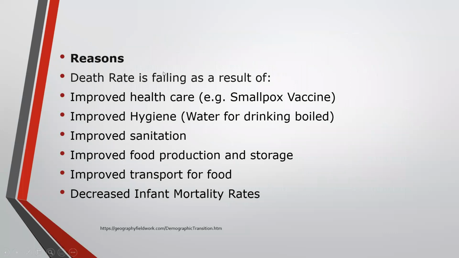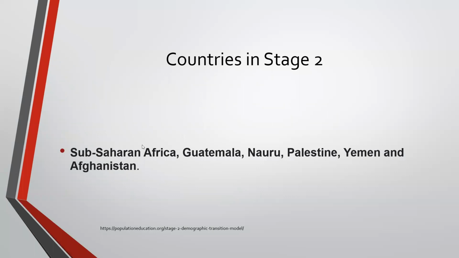So the reason why the death rates were falling rapidly in this stage was an improved healthcare system. For example, the extensive use of the smallpox vaccine and vaccines against other diseases, and improved medications were developed. With improved hygiene, sanitation, and food production, better initiatives were taken for decreasing infant mortality. Currently, the sub-Saharan African region, Guatemala, Nauru, Palestine, Yemen, and Afghanistan are in stage 2.